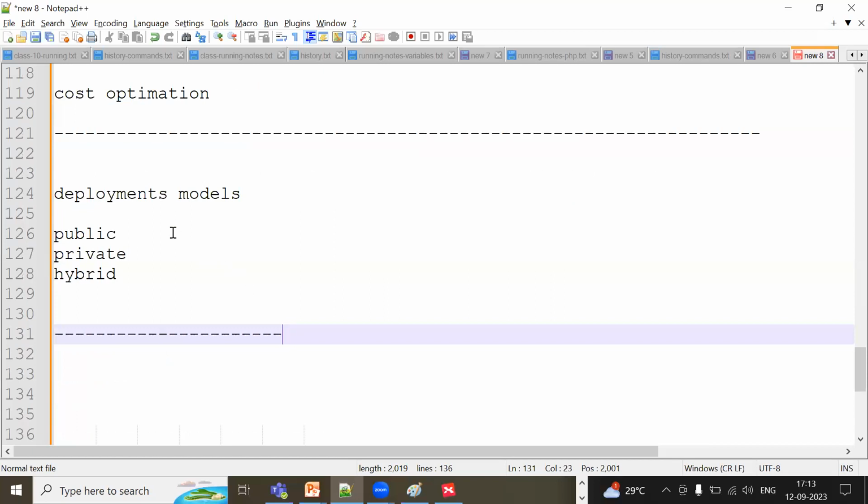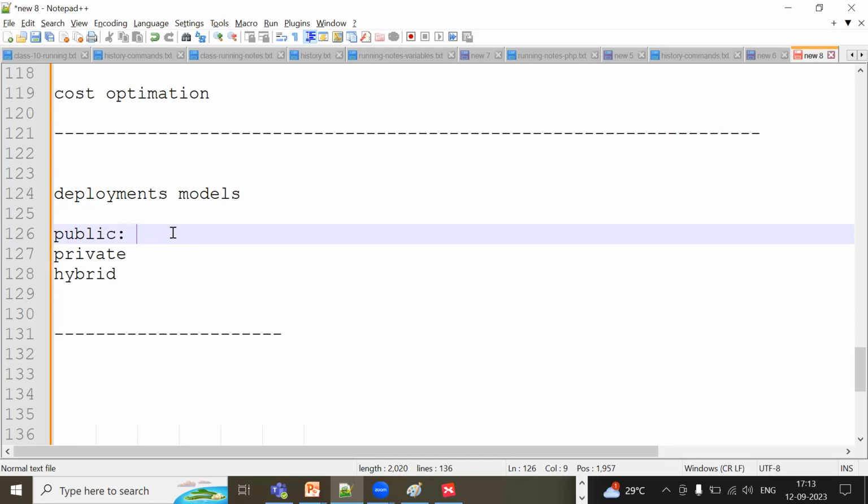Deployment models. Public is nothing but public. What is public? AWS, Azure, GCP, DigitalOcean, Alibaba, all these are public cloud vendors. In the sense, you or me or anyone can go and purchase an account and start using all of the services directly. There is no restriction that you should not use them.